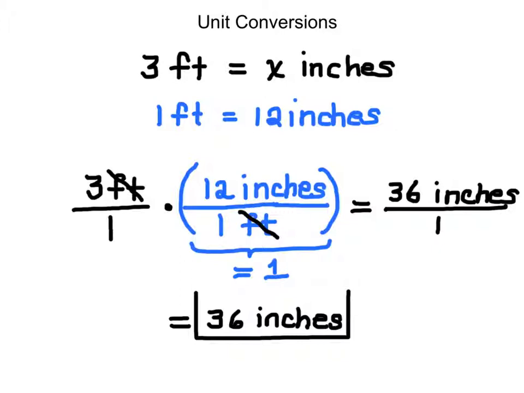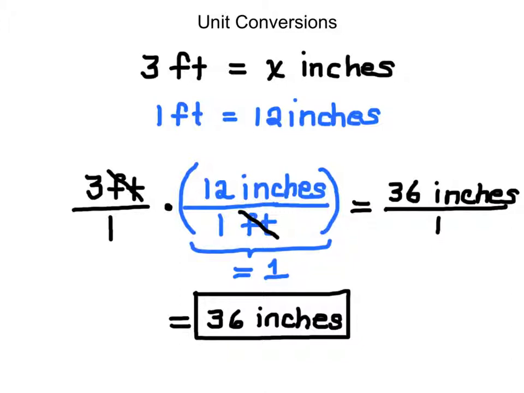36 inches is equal to 3 feet. And our unit conversion factor was 12 inches over 1 foot. Remember, a unit conversion factor should have a numerator and a denominator that, although they're different units, have the same value. And in this case, they both are the same length. 12 inches is also equal to the length of 1 foot.